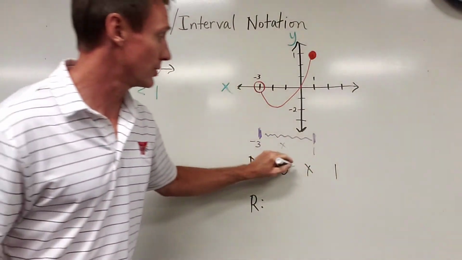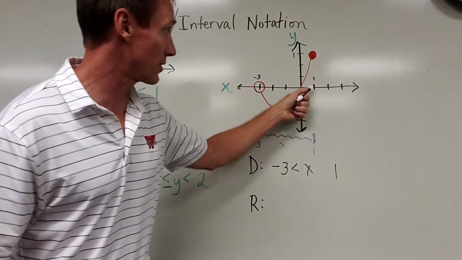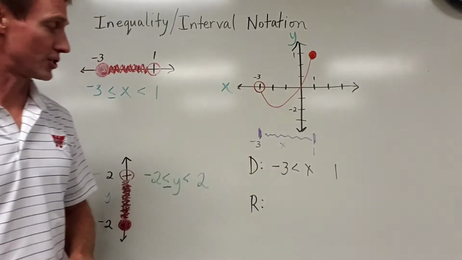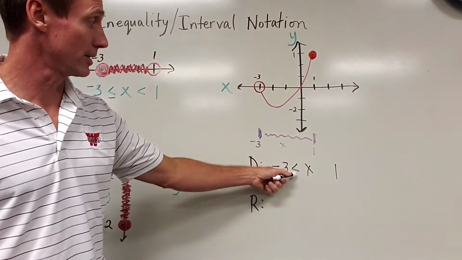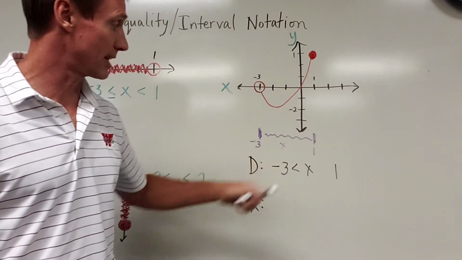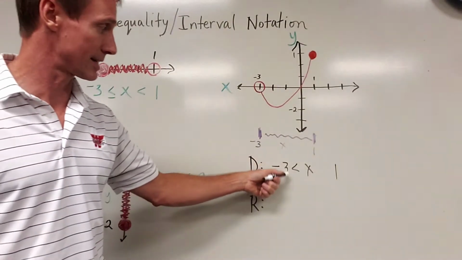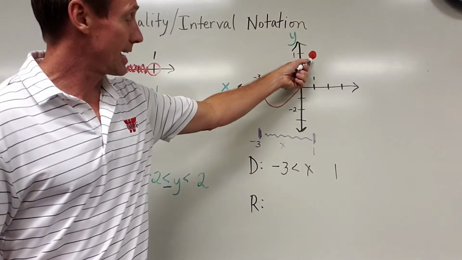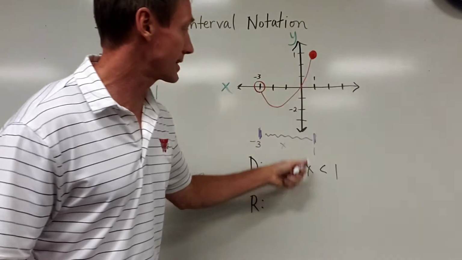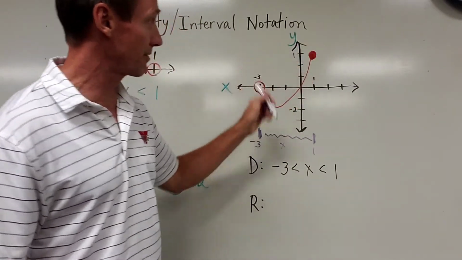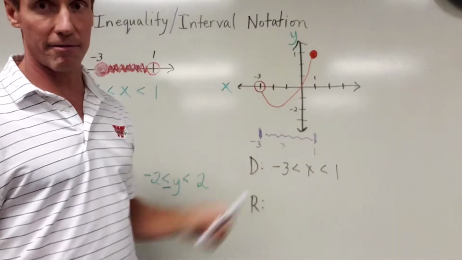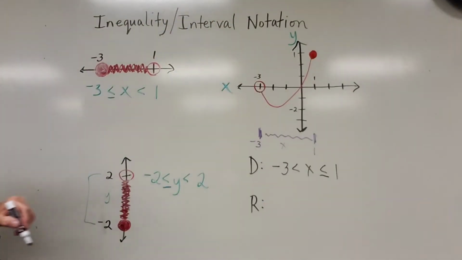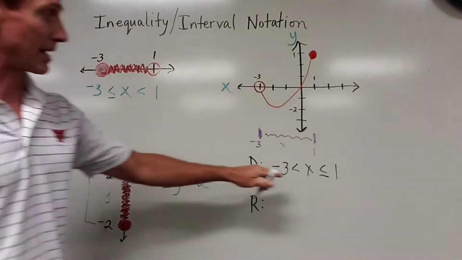Open circle, right? X values are greater than that. Since it is open and not equal, it's just going to be this symbol right here. Okay, x is greater than -3, or -3 is less than x, however you'd prefer to read that. And in this case, x is less than 1, everything left of the 1. But since we have a filled-in circle, that would also be equal, closed dot. Okay, so that is my domain.